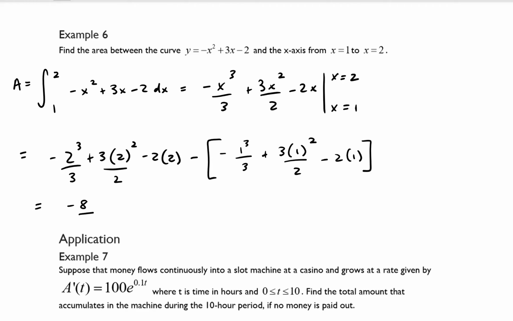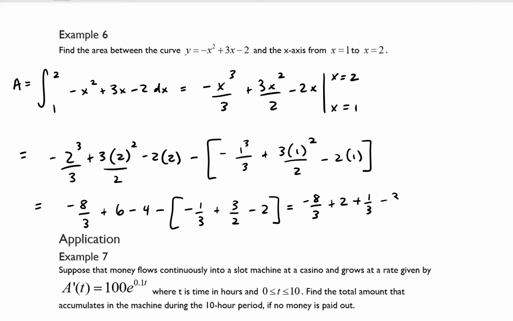So we get negative 8/3 plus 6 minus 4 minus negative 1/3 plus 3/2 minus 2. Okay, and then we will get negative 8/3 plus 2 minus, I'm going to go ahead and distribute in that negative sign. So we'll get plus 1/3 minus 3/2 and then plus 2.